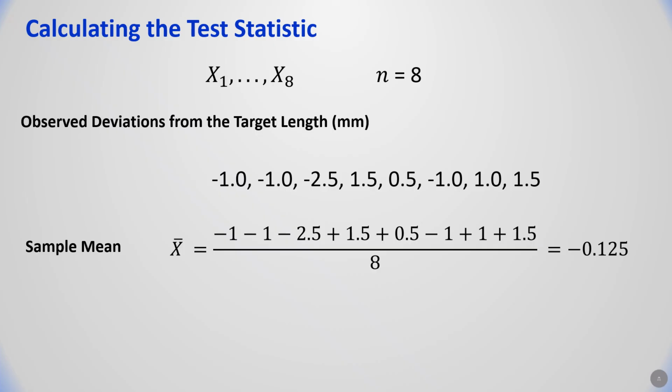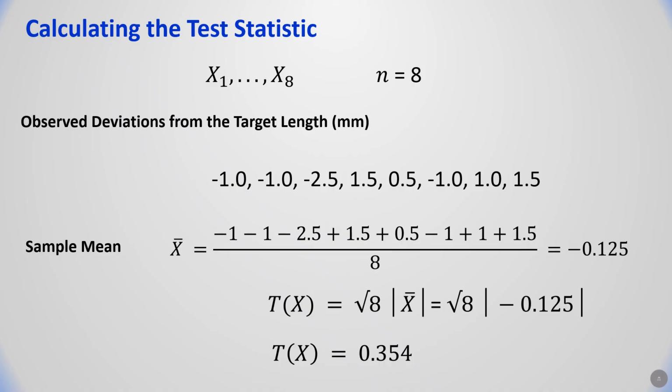Next, we substitute the sample mean into the simplified test statistic. Taking the square root of 8 and multiplying it by the absolute value of the sample mean gives a test statistic of approximately 0.354. In the next slide, we'll use this test statistic in the test function to determine whether to reject the null hypothesis or fail to reject it.